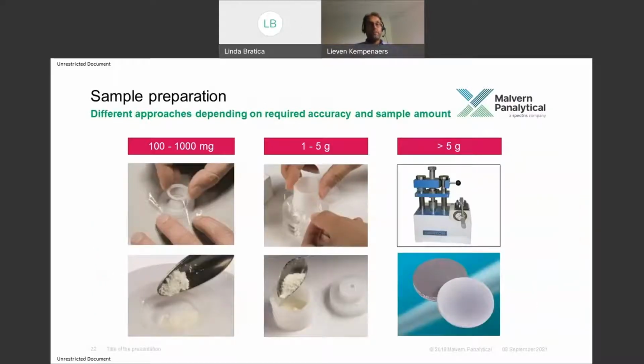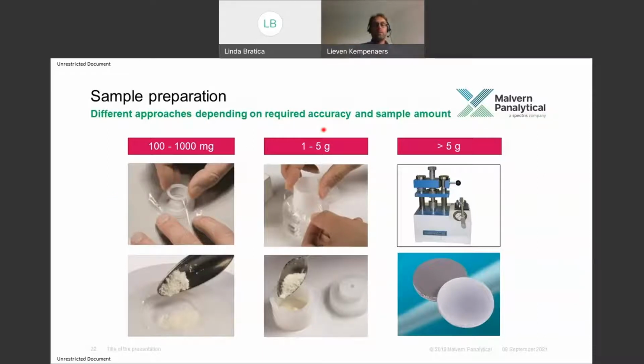There are also different ways of sample preparation. As I mentioned, it's very simple. On the left-hand side, for a low amount of sample, 100 milligrams, 200 milligrams, we have a special disposable cup where you can put the powder and measure directly.